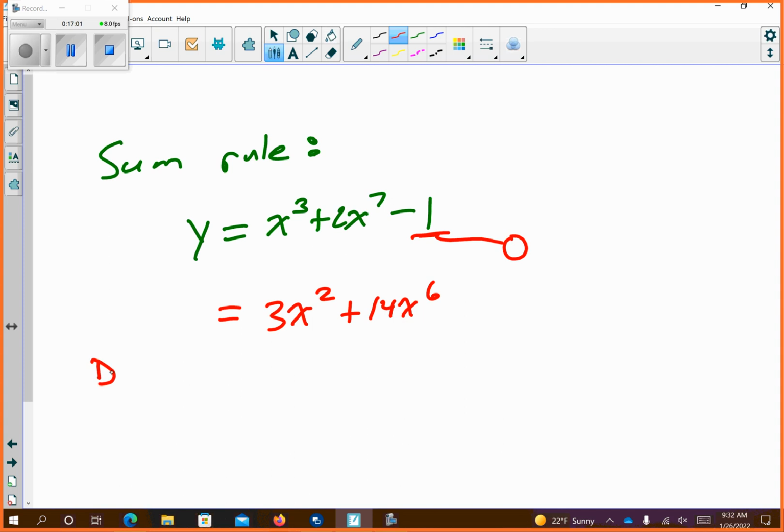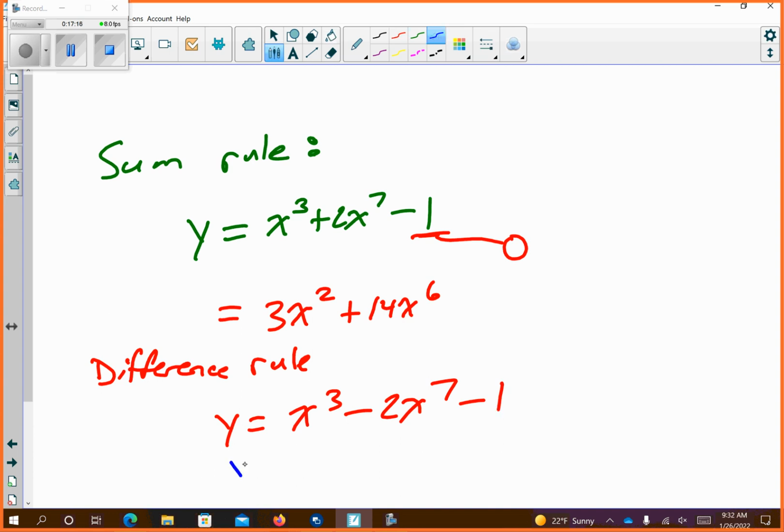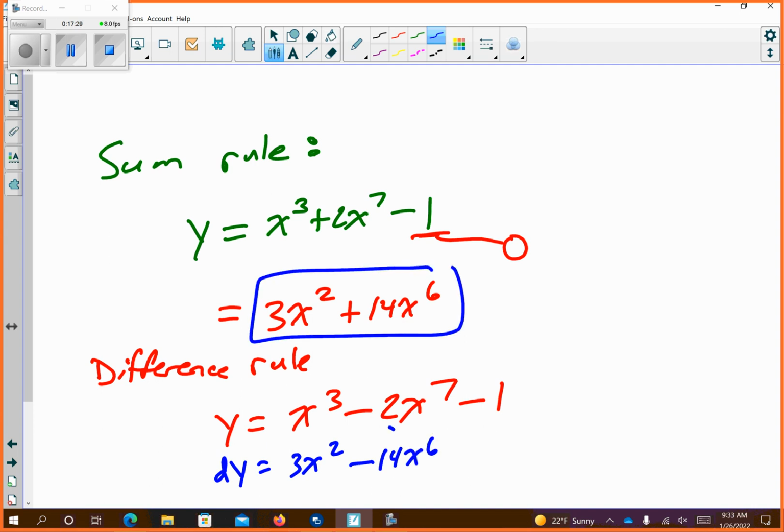The difference rule means this. Let's take the exact same equation. Okay, the only thing I changed was this. So this is going to be 3x squared, so dy. Thank you. This is going to give me minus 14x to the 6th. The only big difference between the two is one has an addition sign and one has a subtraction sign. That's the big thing about the two.